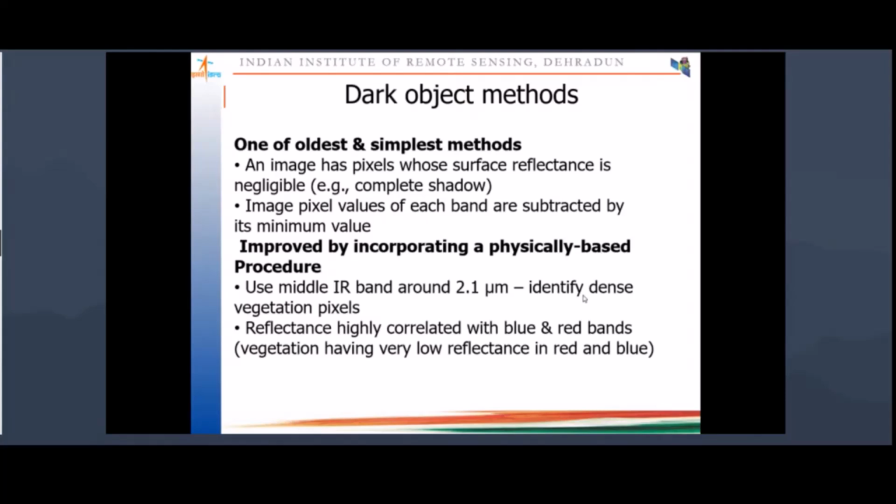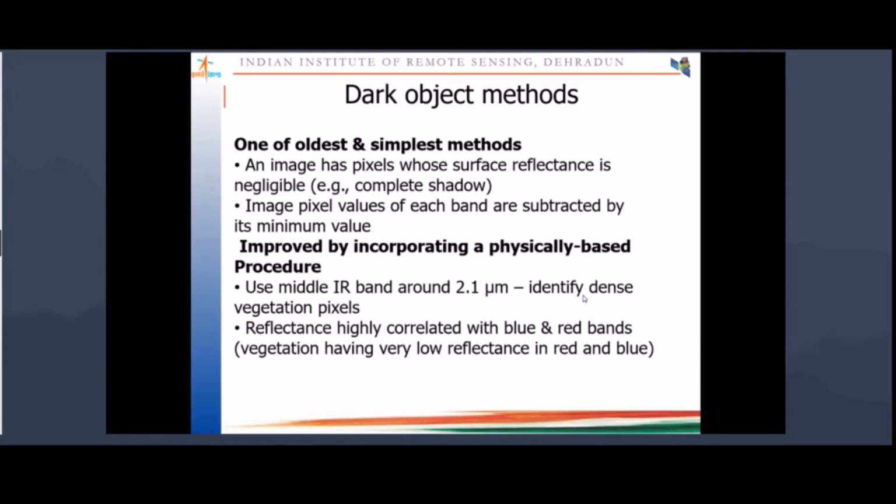This method works fairly well at the DN level also. Suppose you don't want to go for radiance and then reflectance, etc. You just want to work at the digital number levels only. If you want to have just a view of the changes in the different temporal data sets, you can work at the digital number values also. It works well at the radiance level also, and of course at the top of atmospheric reflectance levels also. So this is one of the very commonly used methods in remote sensing images for approximate radiometric corrections due to atmosphere.